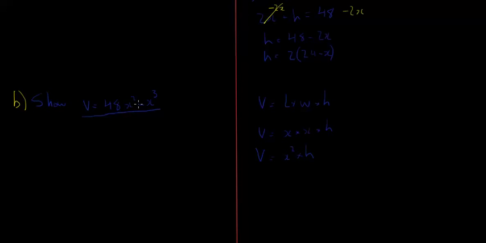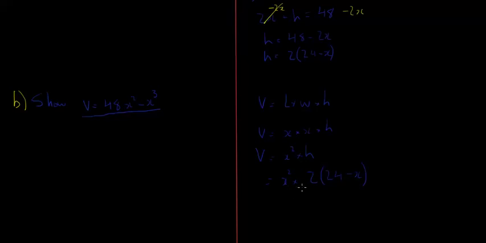As it is here, only one variable. So we need to get rid of the h. How can we get rid of the h? Well, we're sort of given a clue back in part A. h is equal to this here. So let's substitute this h into this one down here. That means V is equal to x squared times 2 outside of (24 take away x).